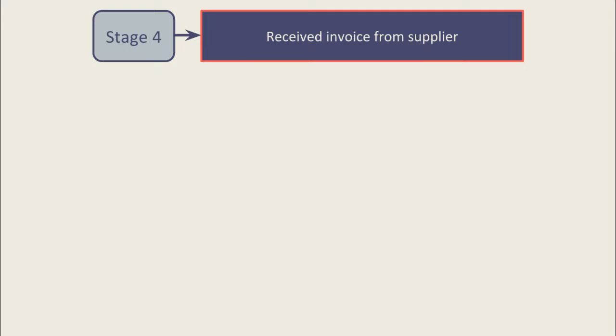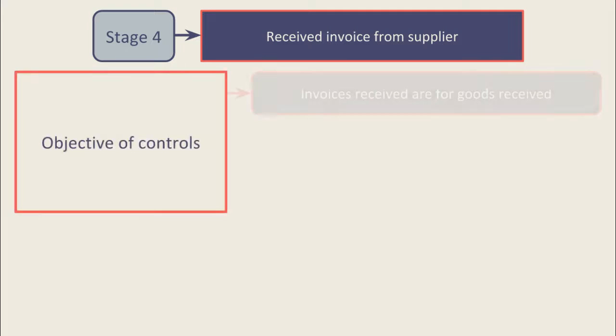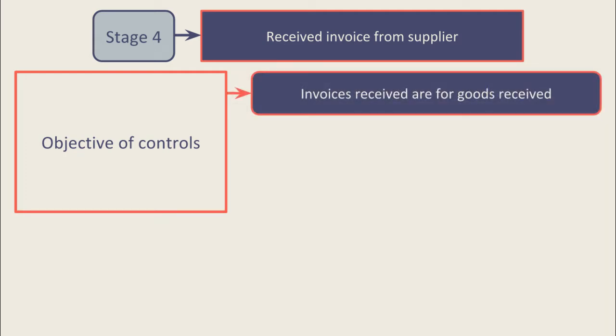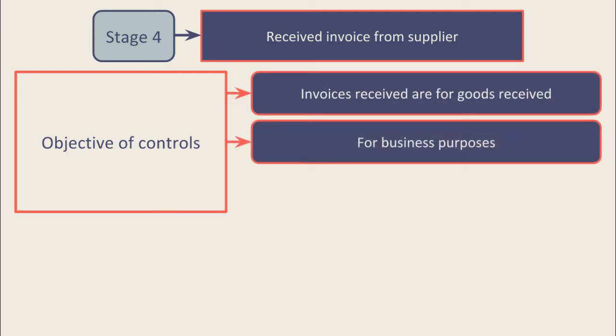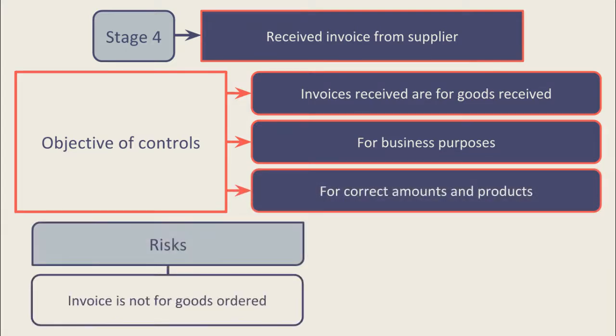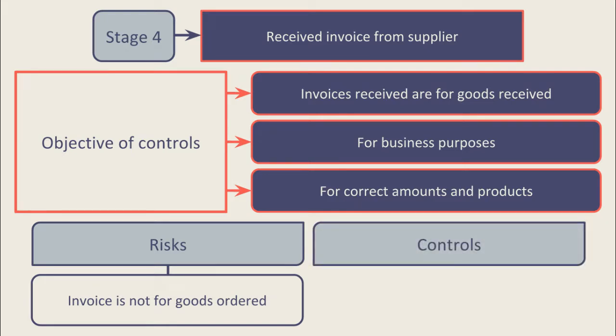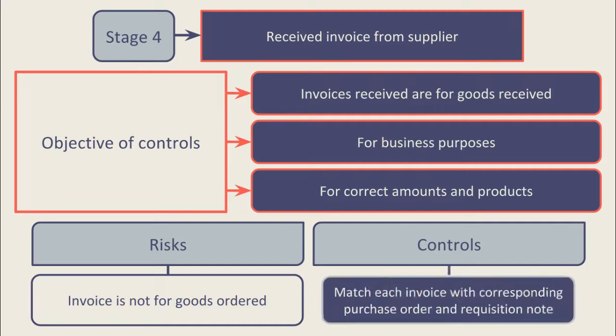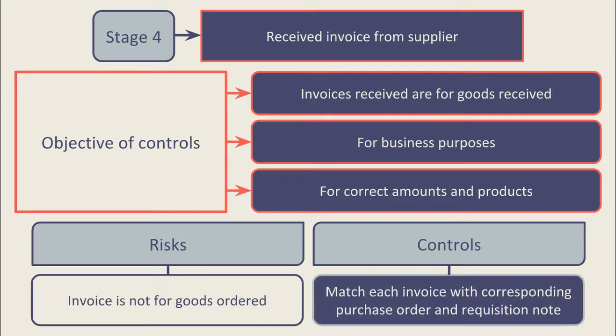Stage 4 is when the invoice is received. This will be in the accounts department. The objective is to ensure invoices received are for goods received. That is for business purposes and for the correct amounts and products. A risk could be that the invoice is not for goods ordered, and a control would be each invoice received should be matched with the corresponding purchase order and requisition note. Any that have missing orders should be investigated with the supplier.